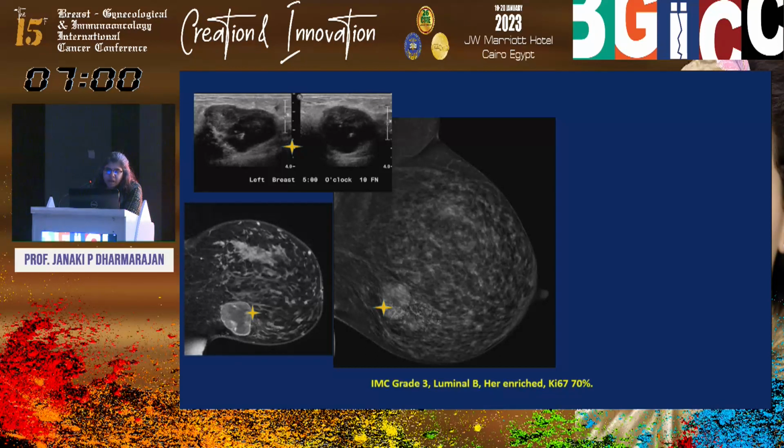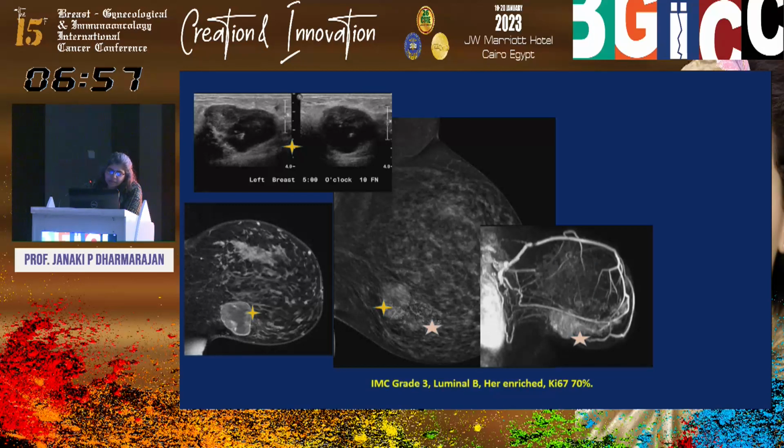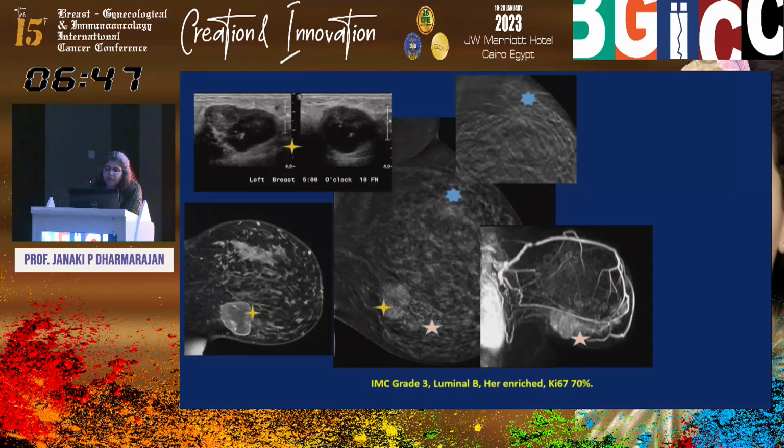The non-mass enhancement that we see on MRI breast is much more extensive and is seen to lead almost up to the nipple. This lady was very, very desirous of breast conservation. And this was in the lower outer quadrant. And mammography, tomo also, showed an area of architectural distortion.